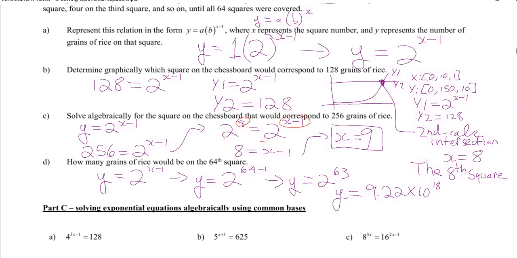10 to the power of 9 is a billion. So that's a billion billion. And it's actually 9.22 billion grains of rice. How much rice is a lot? How much does that weigh? A lot. Is there that much rice on Earth? I doubt it. Are there that many stars in the universe? Probably not.